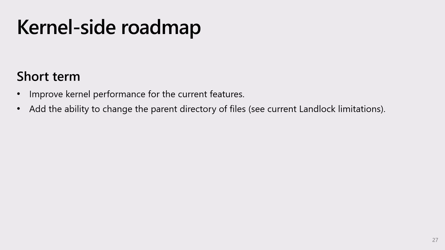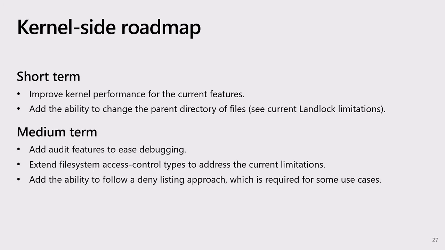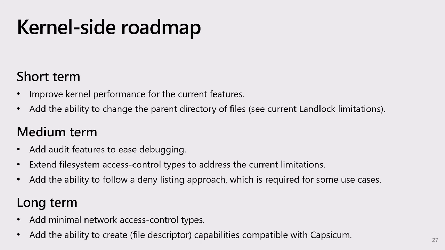Let's see the kernel-side roadmap. In the short term, that is to improve kernel performance for the kernel features and to add the ability to change the parent directory of files, like we saw before. In the medium term, we want to add audit features to ease debugging, to extend file system access control types to address the kernel limitations, and to add the ability to follow a deny listing approach, which is required for some use cases. In the long term, we would like to add minimal network access control types to build application firewalls, and to add the ability to create file descriptor capabilities compatible with FreeBSD's Capsicum.